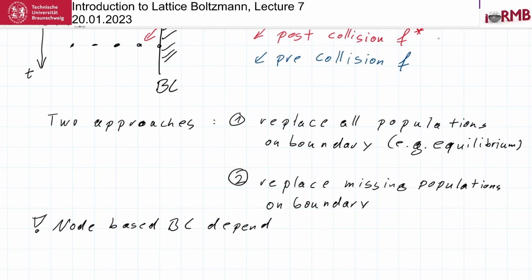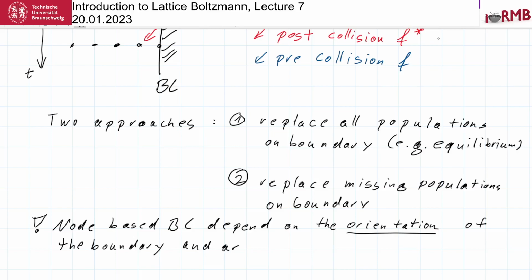Yeah. So node-based boundary conditions, they depend very much on the orientation of the boundary. So you have to specify them again and again, depending on their orientation. And they are often only available for special cases.